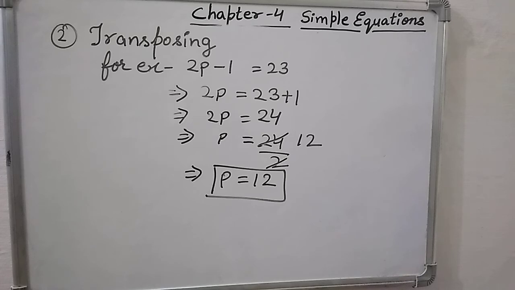You will transpose constant values which are attached to the variable. So multiplied constant will become division after transposing. Division constant will become multiplied constant. Added constant will become the subtracted one after transposing, and the subtracted constant will become the added constant to another side.